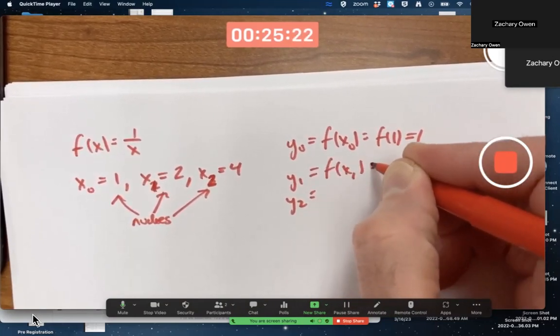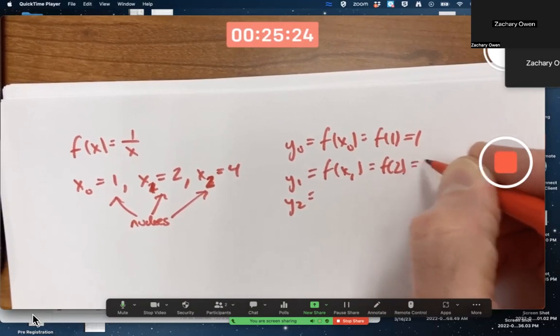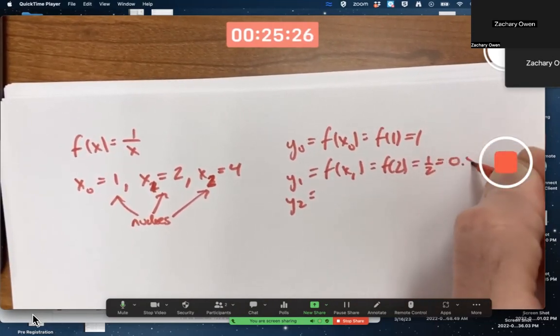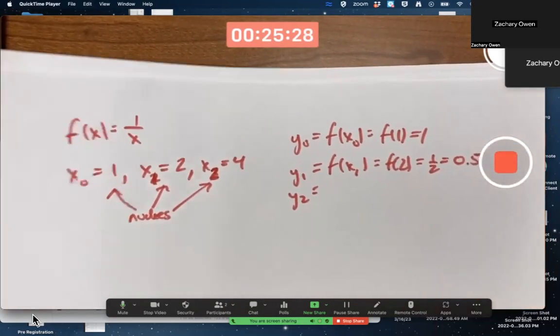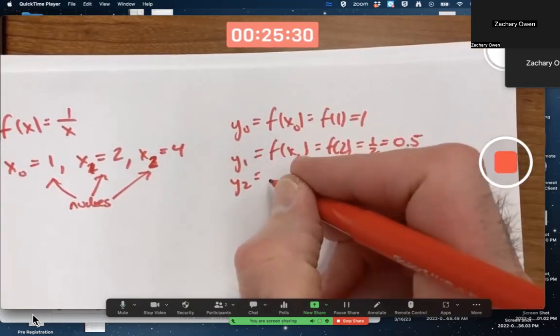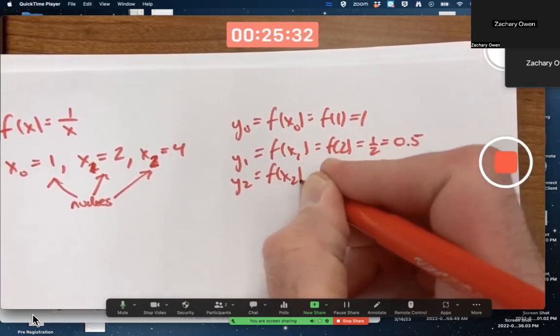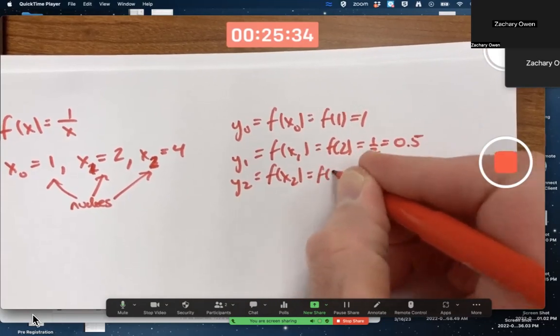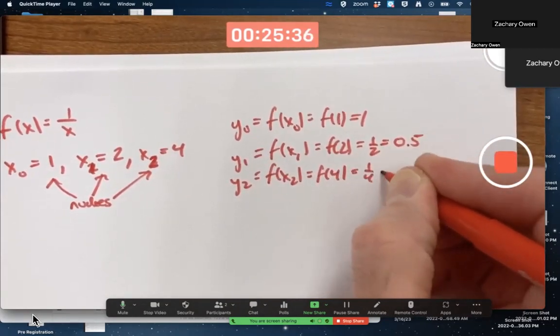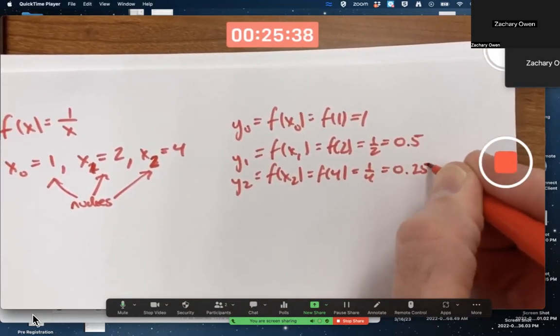y1 is f of x1, is f of 2, is 1/2. I'll use both fractions and decimals, 0.5. And y2 is f of x2, is f of 4, in this case, is 1/4 or 0.25.